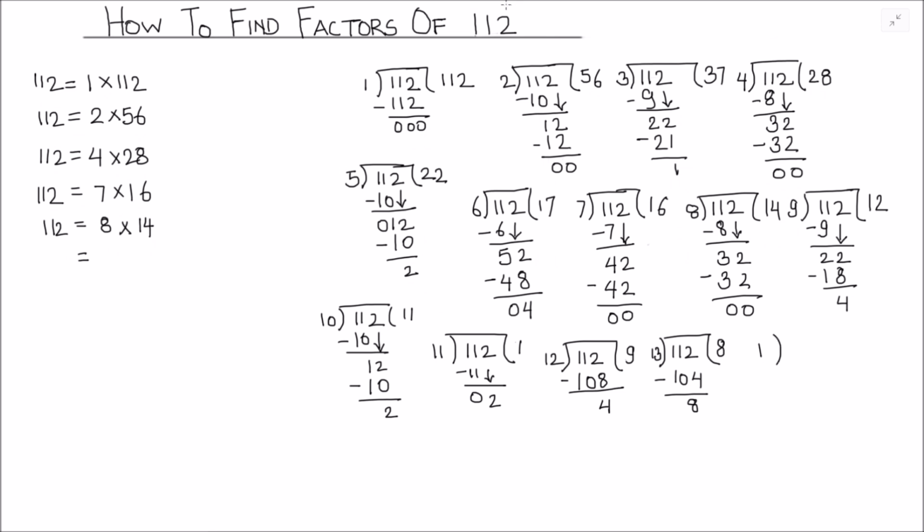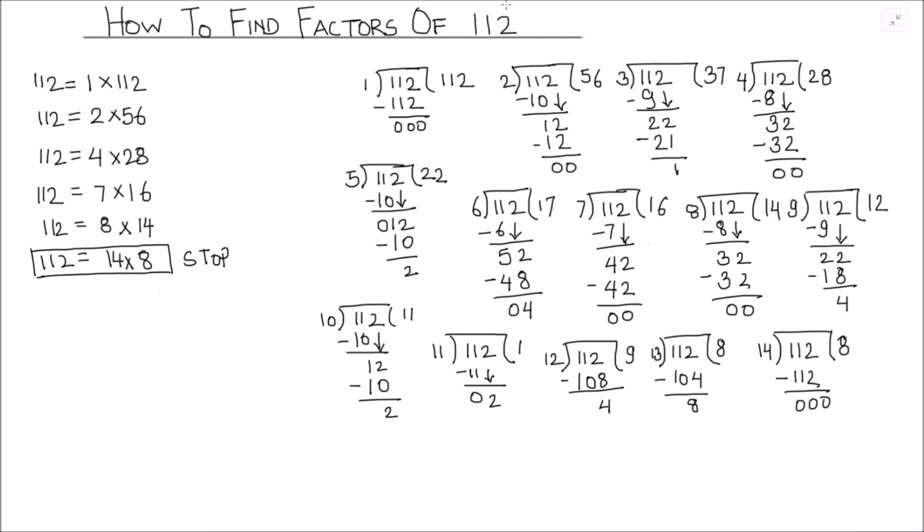Next we'll divide 112 by 14. So 14 times 8 is 112. Now here we see that we got 14 times 8. 14 and 8 we already got from the previous division. We'll stop our division process here and will not take these factors into consideration as they are getting repeated.